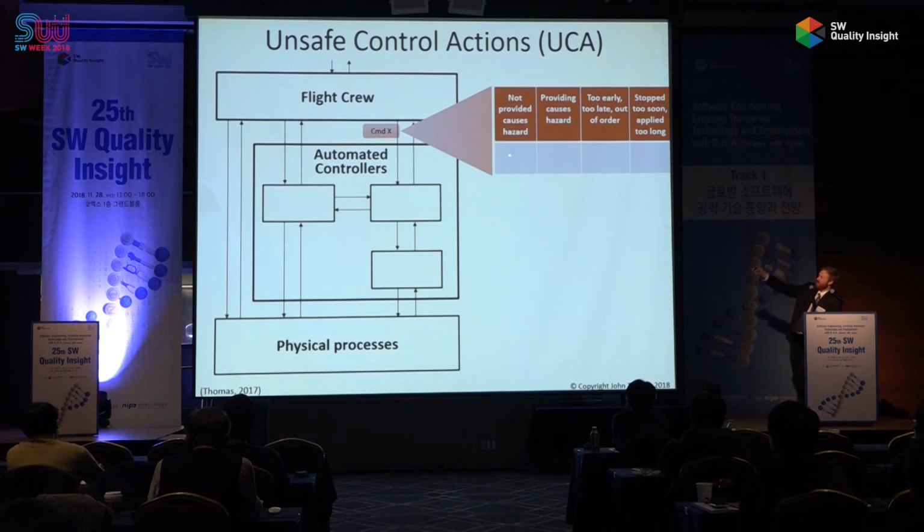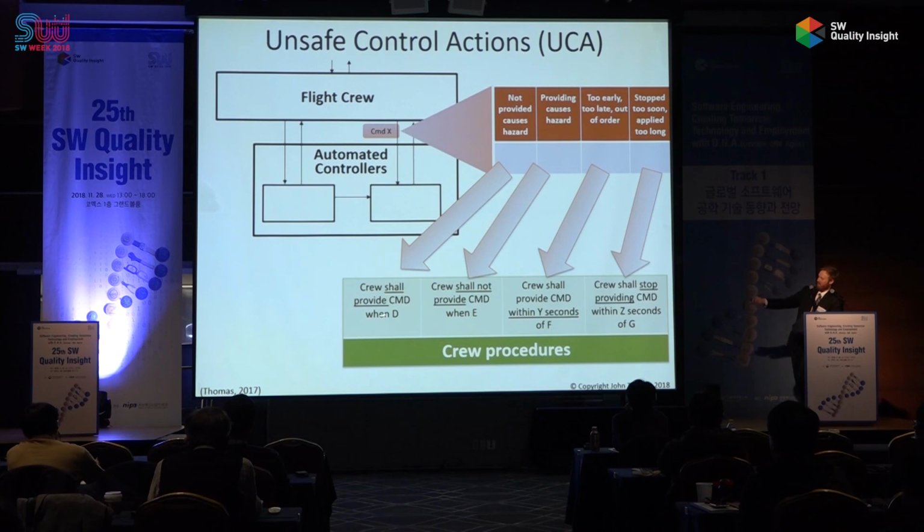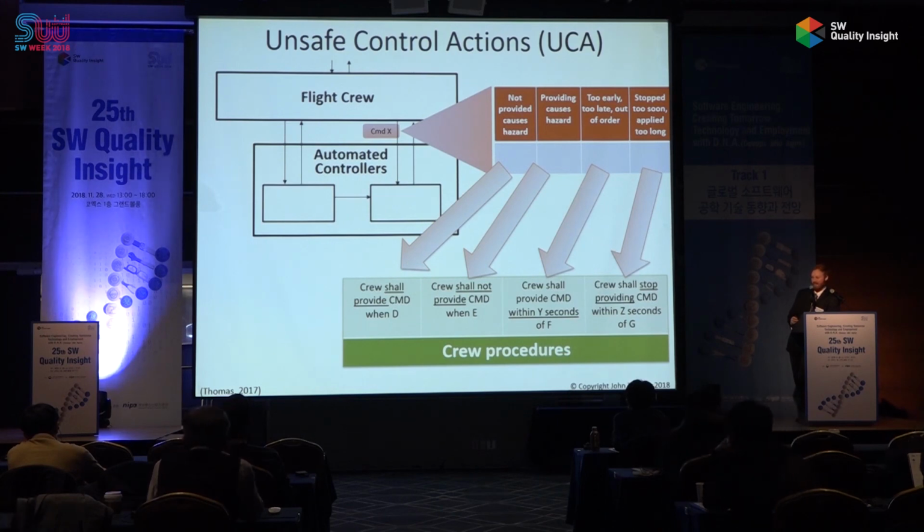What are the commands from the human that may be provided, not provided, and so on? We get requirements for the human, but we don't call them requirements usually. We call them procedures. Here are the things the crew needs to follow, or that we're assuming that they're going to follow. Isn't that important? So many times we've had accidents and software flaws caused by software engineers who made a bad assumption about the humans.